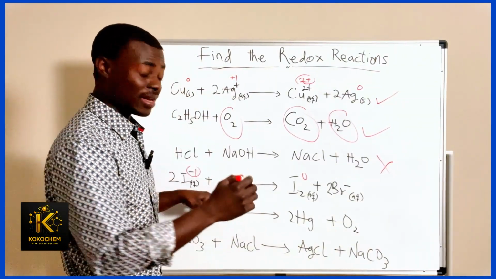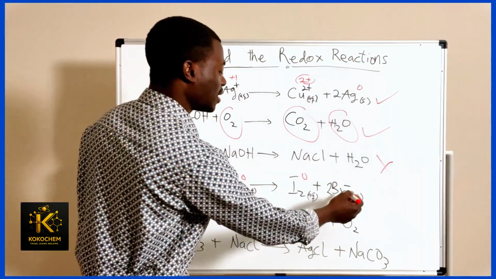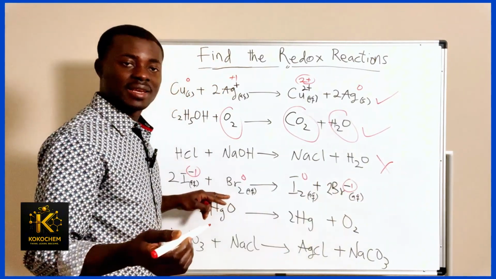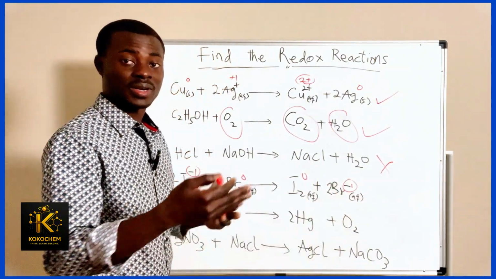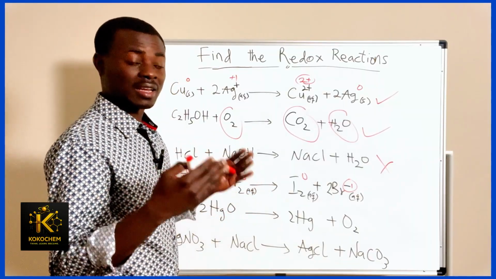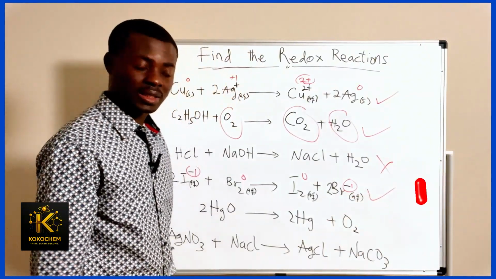Br2 is a pure element, so it has an oxidation state of 0. On the right hand side, it has an oxidation state of -1, meaning bromine has undergone reduction. So clearly, there are changes in the oxidation numbers of these atoms. So this is a redox reaction.